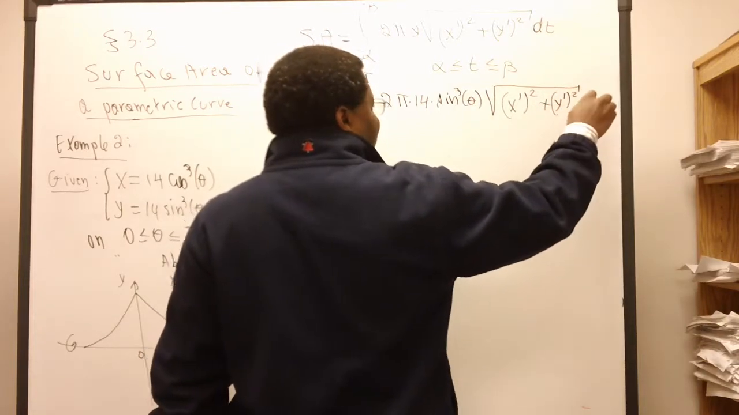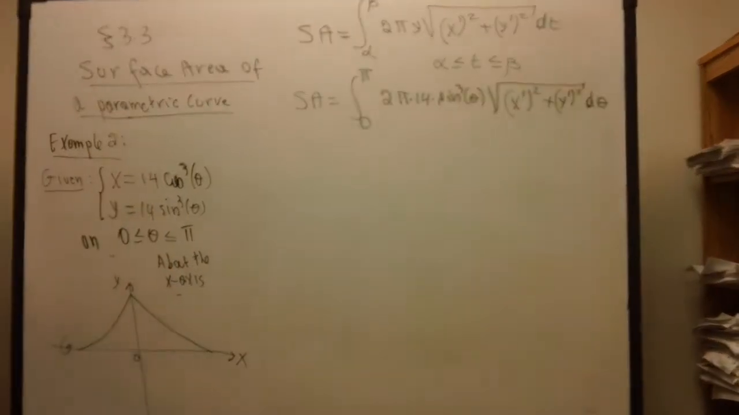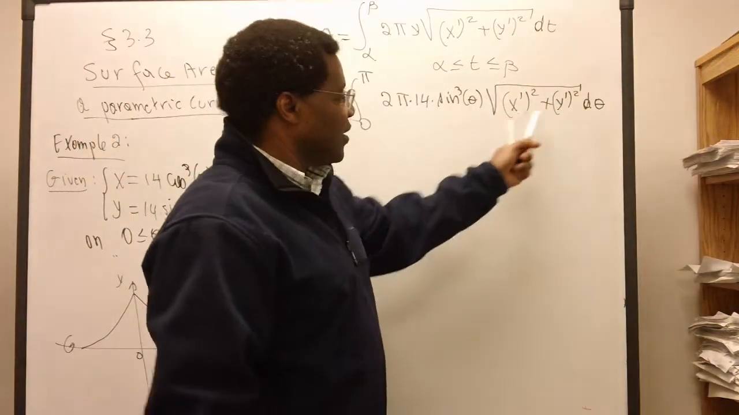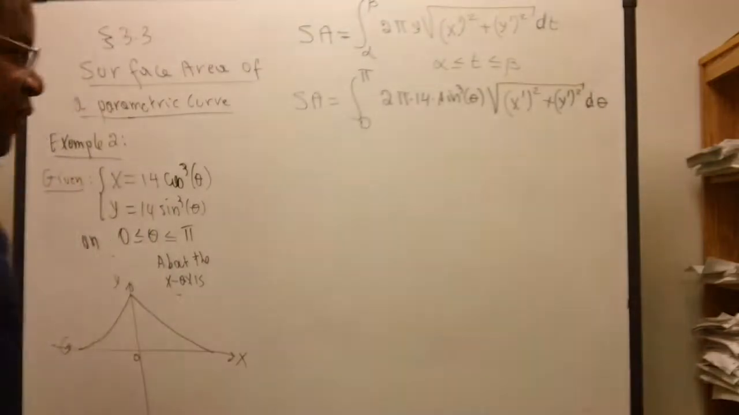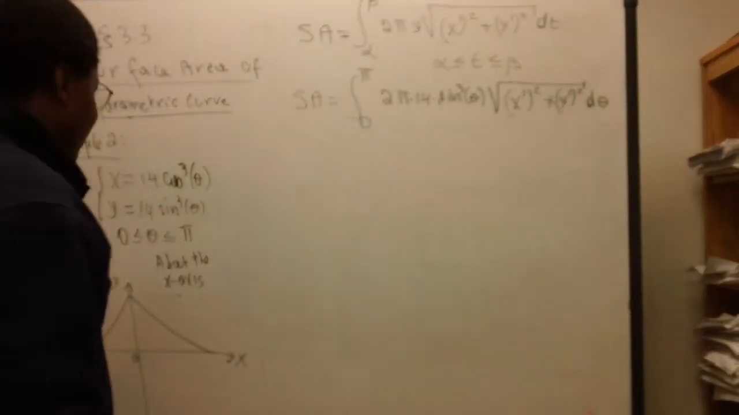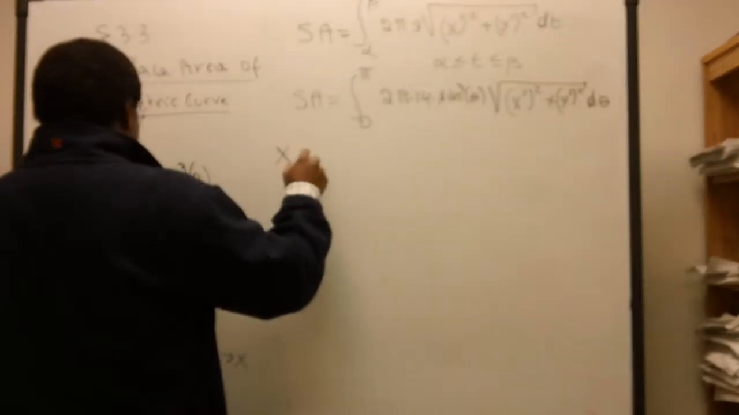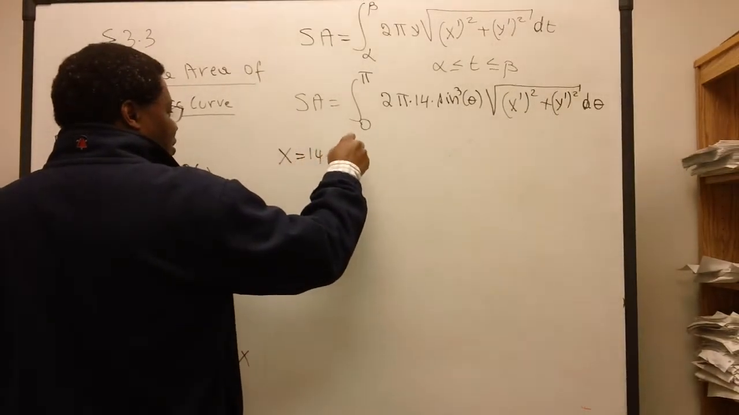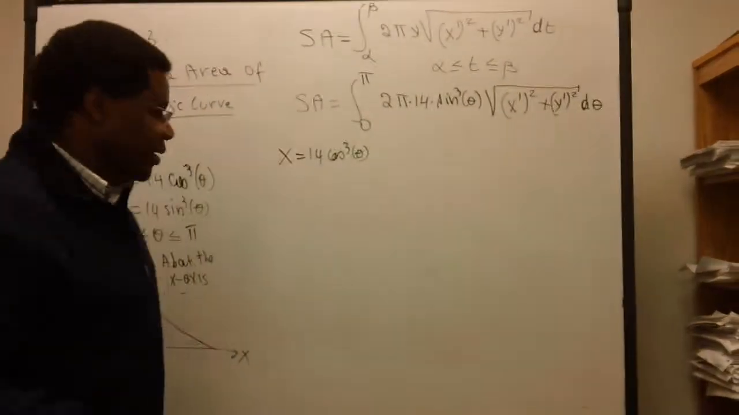And because the parameter is theta, we're going to change t to theta. So you get this. Our goal is to find the square root of x prime squared plus y prime squared. So we're going to start with x. Since we know that x is 14 times cosine cubed theta, we are asked to find x prime.